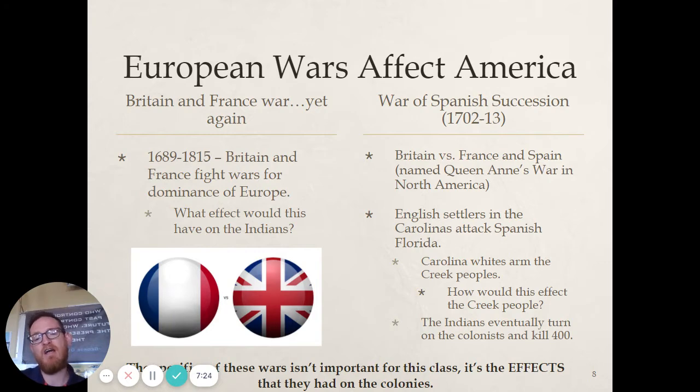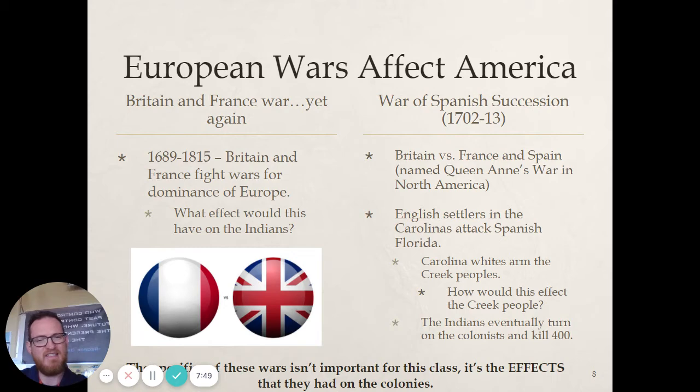In the early 1700s, the War of Spanish Succession would happen, which would be named Queen Anne's War here. And again, what was going on over there in Europe would affect the colonies because English settlers in the Carolinas start to attack Spanish Florida in response. The Carolina whites would actually arm the Creek Indians, who would eventually turn on them and use the guns on them, killing 400 of them.